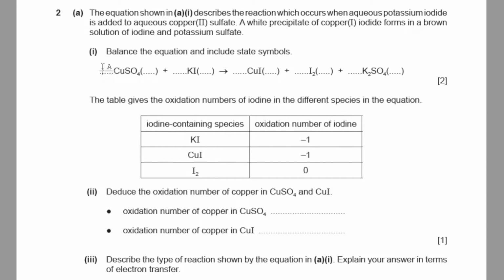So there are 2 CuSO4. I'll balance the equation first and then label the state symbols later. So over here they say that aqueous potassium iodide, this is an aqueous state, is added to aqueous copper 2 sulfate. Similarly over here aqueous. A white precipitate of copper 1 iodide. So a precipitate is in solid form in a brown solution of iodine and potassium sulfate. They're using the word solution, which means this is an aqueous state. Both of these are going to be in aqueous states.